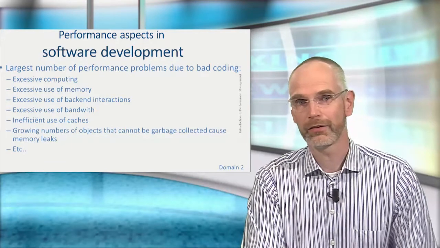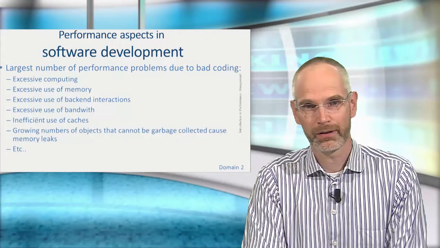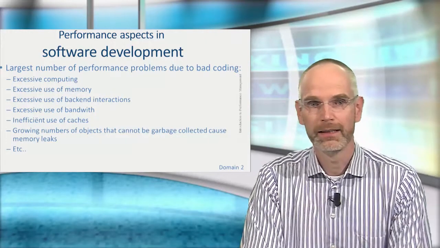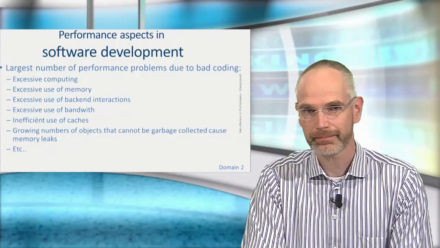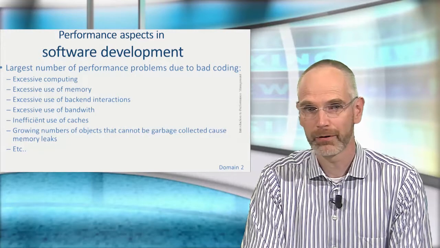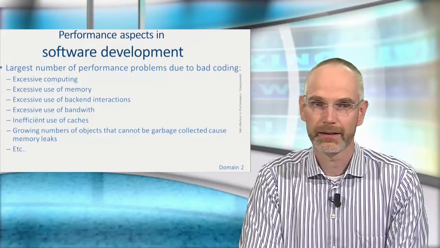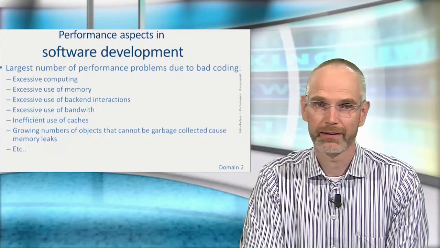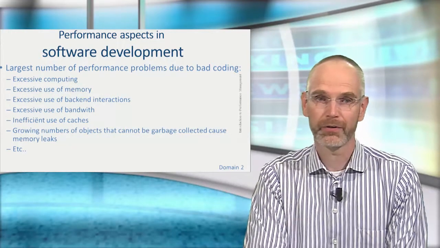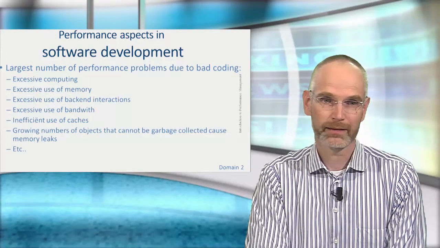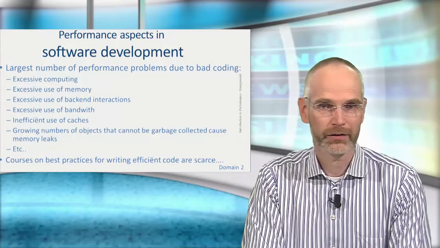Excessive use of backend interactions, going to backends when it's actually not needed, could be done with a cache, or a backend interaction could be combined. Excessive use of bandwidth, basically just sending too much data. Inefficient use of caches. Or memory leaks, which could happen quite a lot. If you have a growing number of objects that cannot be garbage collected, then they can cause a memory leak and eventually instability in your application. Now, we can't really blame developers for making these mistakes, because courses on best practices of writing efficient code are very scarce.